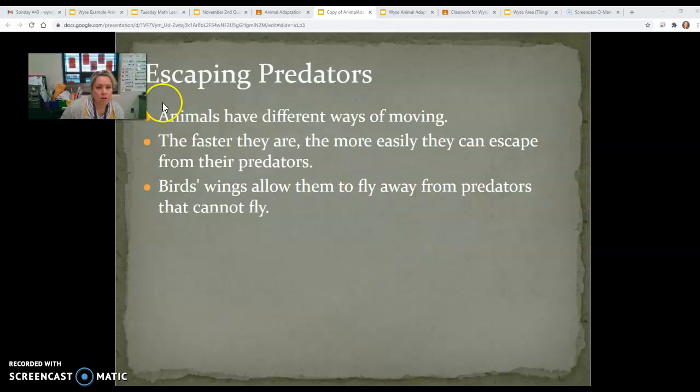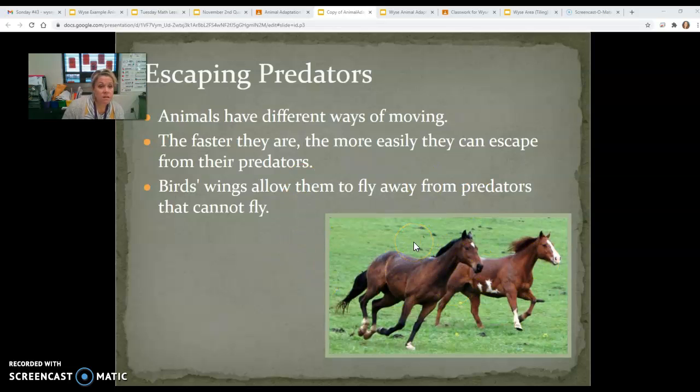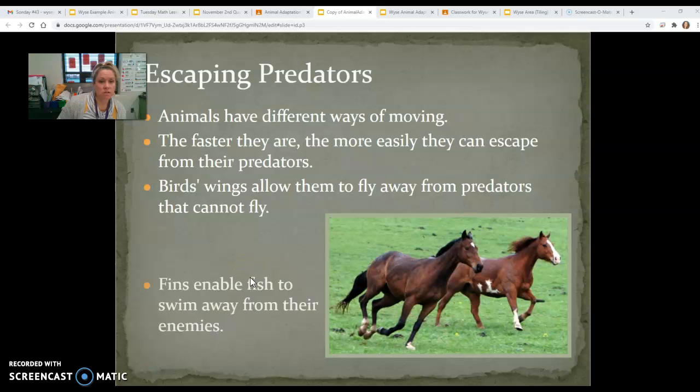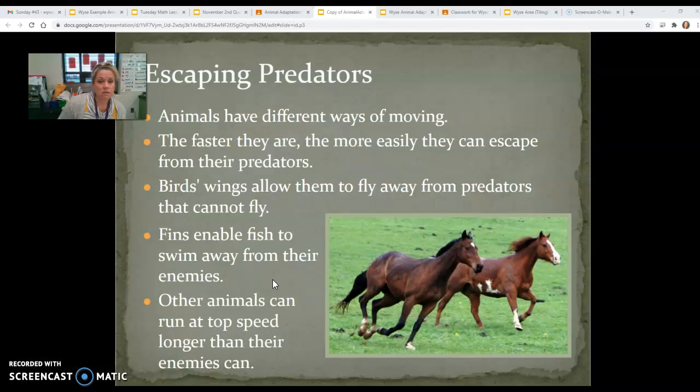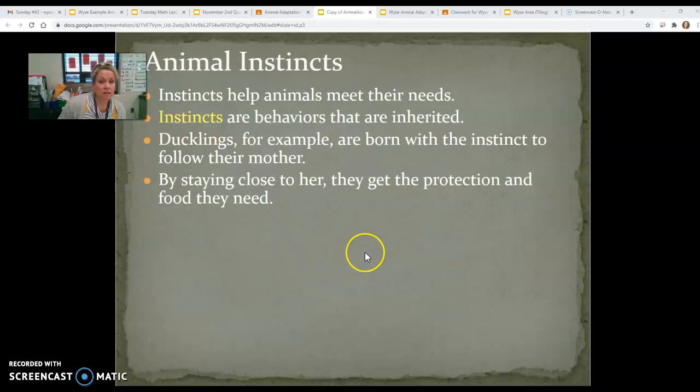So, escaping predators. Animals have different ways of moving. Some are fast and can easily escape, like cheetahs. And birds' wings will allow them to fly away from predators that can't fly. Horses are also very fast and can get away. I think that's what Ruby's going to be doing for her animal adaptation. So that's what the horse's adaptation is. Fins enable fish to swim away from their enemies. And other animals can run at top speeds longer than their enemies can.